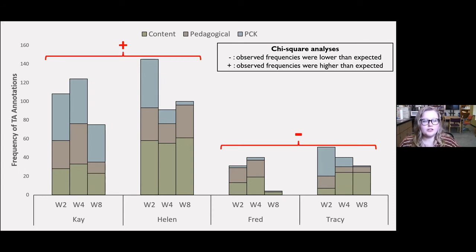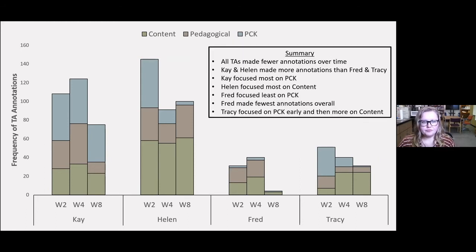And so overall, you can see that Kay and Helen were making more annotations than Fred and Tracy were. And so a summary of all these annotation themes that we're seeing: all the TAs were making fewer annotations over time, with Kay and Helen making more. Kay focused most on PCK, Helen mostly on content. Fred focused the least on PCK, but also had the fewest annotations overall. And then Tracy focused on PCK earlier, but then switched to focus more on content.